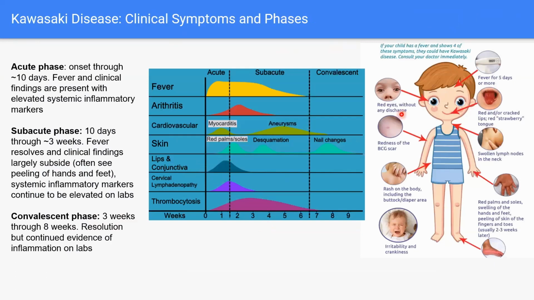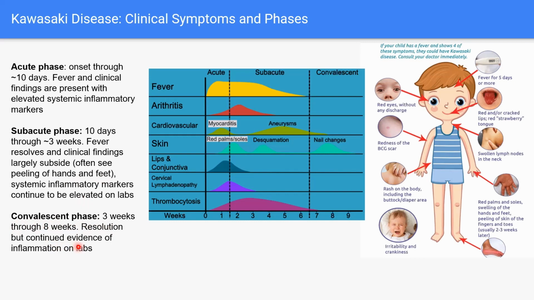And then clinical symptoms and phases. We already talked a little bit about the symptoms, but there are the phases of Kawasaki's disease. There are 3. So there's an acute phase, which is about 10 days long. You have the fever and the clinical findings, and you have inflammatory markers systemically, so on labs. In the subacute phase, you still have inflammatory markers present on labs, but the fever usually resolves. And at this point, you often see peeling of the hands and the feet. So all the symptoms are starting to go away, but the patient will start to have peeling of their hands and feet. And then the convalescent phase, from 3 weeks through 8 weeks, is going to be resolution. However, you'll still have evidence of inflammation on labs.